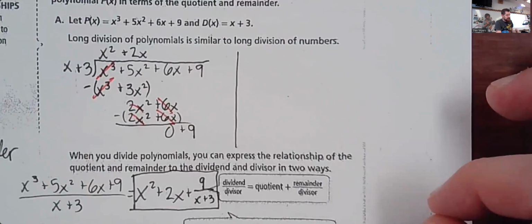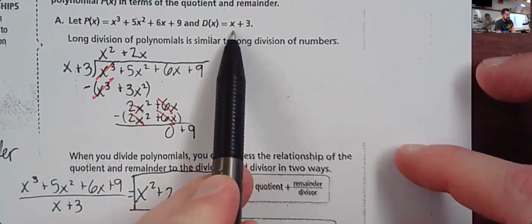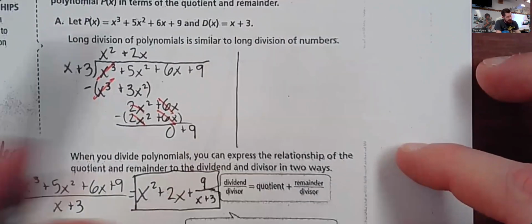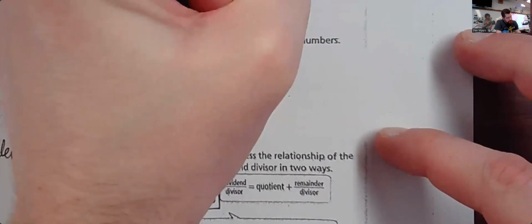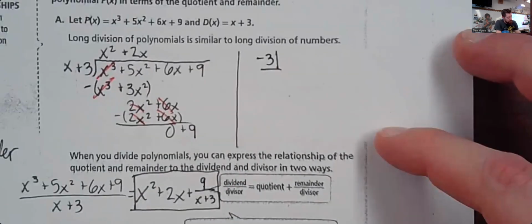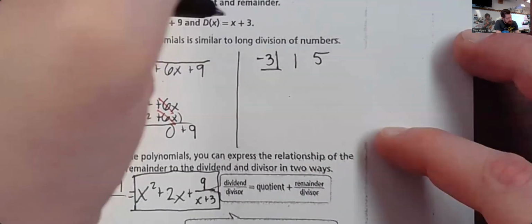So for this problem here, what's the value that makes this equal 0? -3. All right, so we're going to have -3. And then our coefficient values would be 1, 5, 6, and 9.